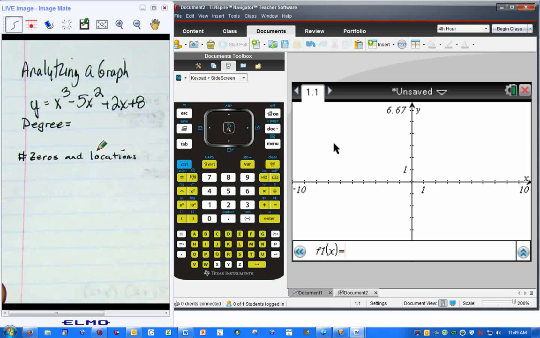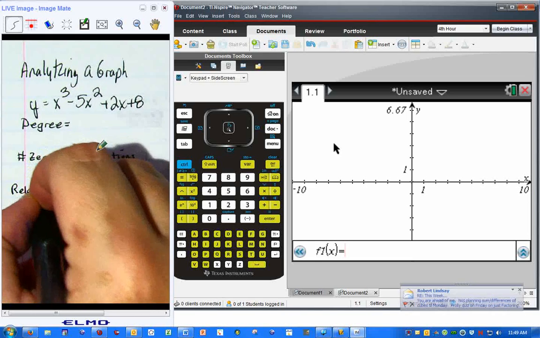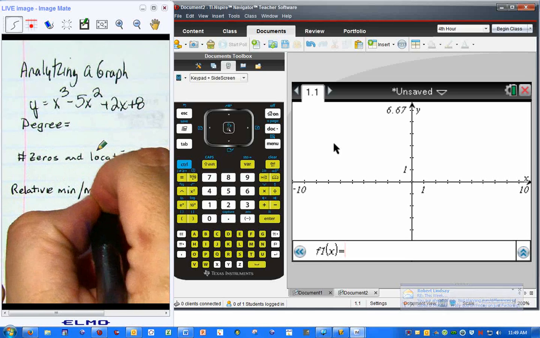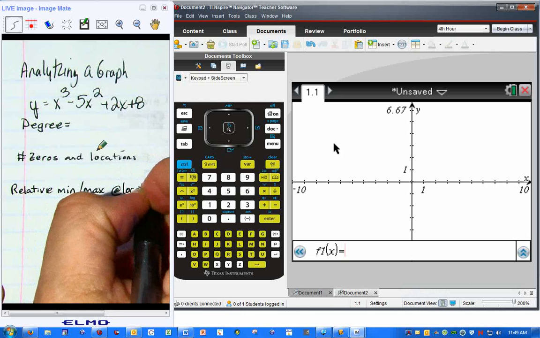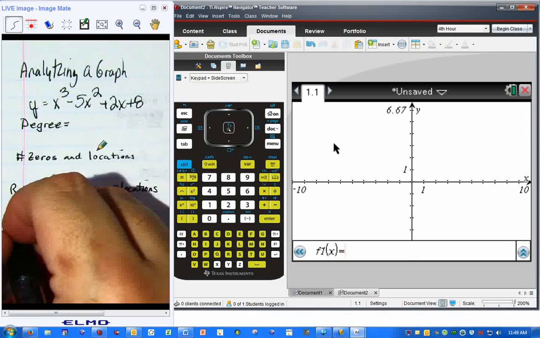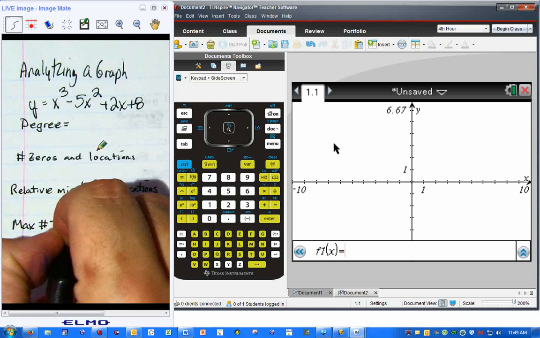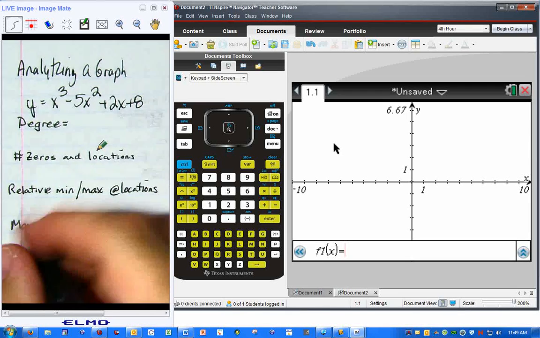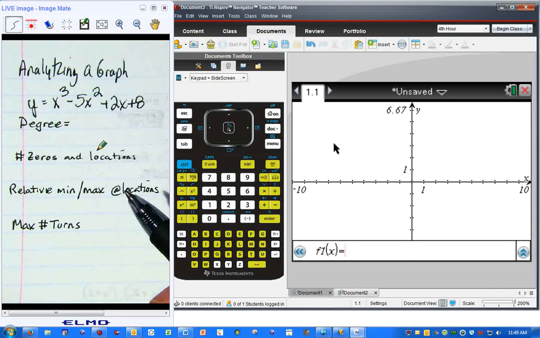We want to know relative minimums or maximums and their locations. We also want to know the maximum number of turns, which is just a formula. That's a pretty good start for right now.